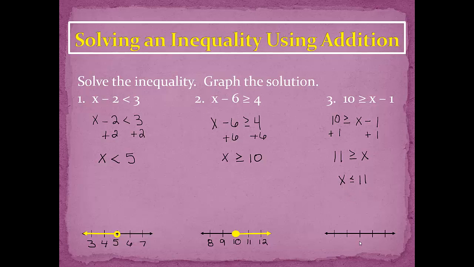Now we'll fill out our number line. So we have 11, and then to the right we would have 12 and 13, and then to the left we have 10 and 9. Our symbol is less than or equal to, which means we have a closed circle at 11, and the numbers that are less than or equal to 11 would be the numbers on the left. So we will shade to the left.